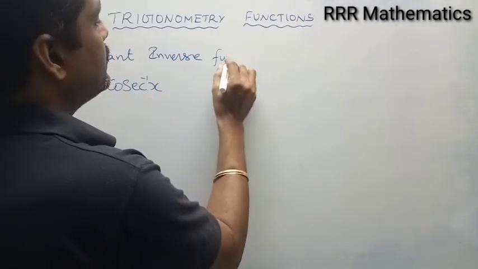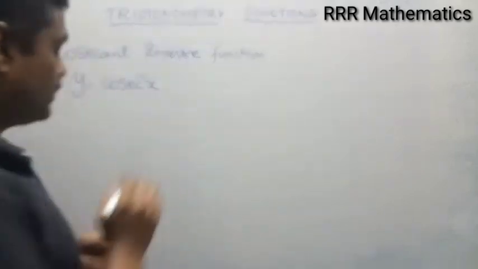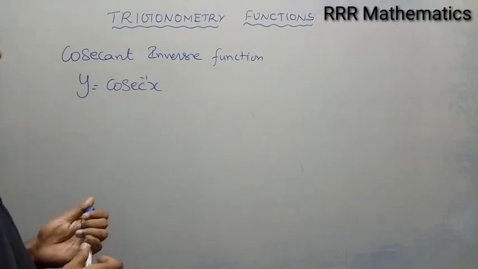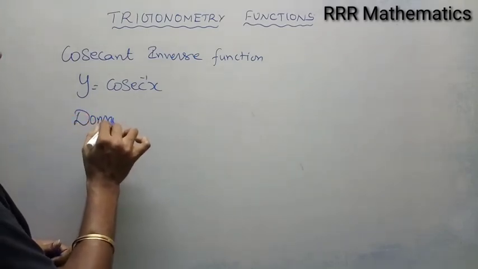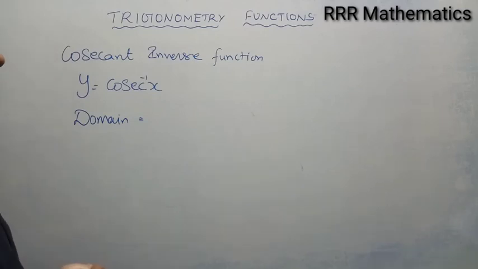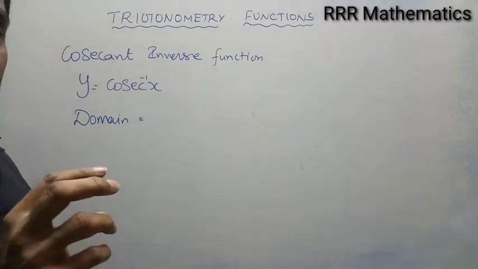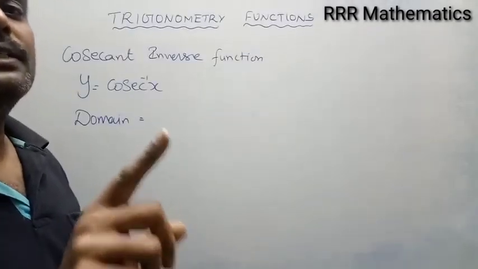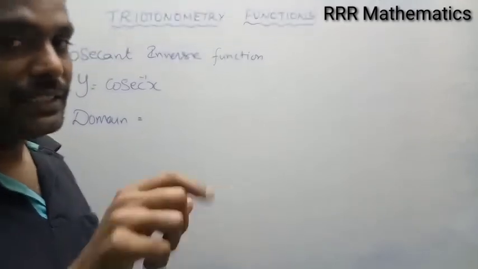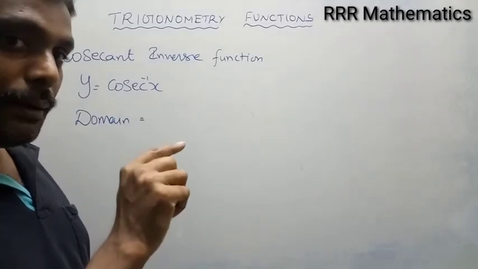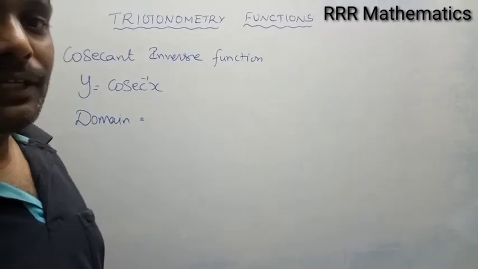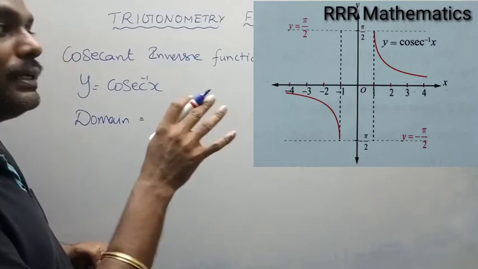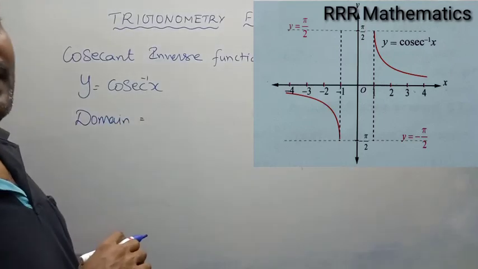Is it clear? In this case, y equals cosecant inverse x. See the diagram. From the diagram, you can understand the domain. See the output of cosecant x. Already we discussed it: the set of all real numbers except -1 and +1. It never lies between -1 and +1. So the range is all real numbers except the open interval -1 to +1. When you see the graph, the domain takes all values except -1 and +1.